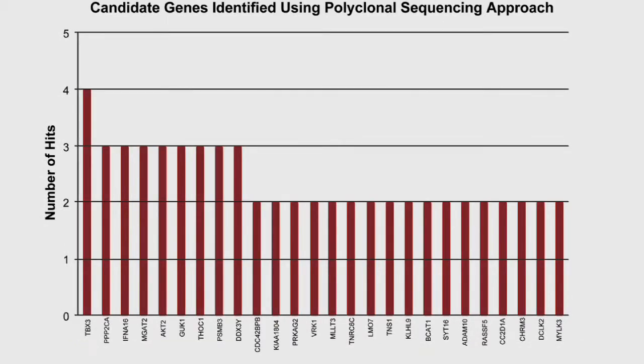The results of the experiment performed in this video reveal the genes involved in the cytotoxicity of an epithelial tumor cell line when exposed to anti-tumor pharmacological agents, based on the number of sequencing hits.